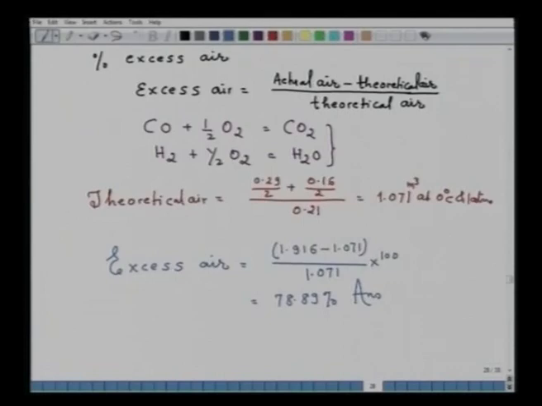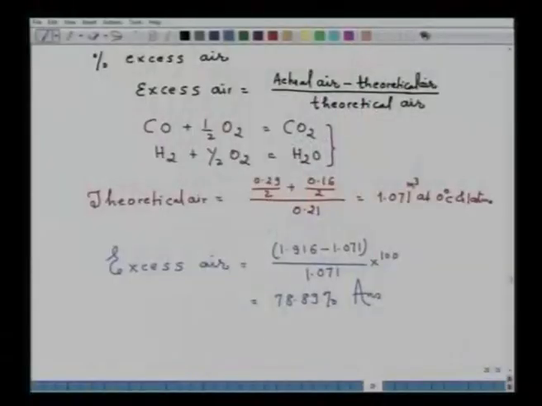Now, in another way, this excess air can also be calculated. If you see the orsat analysis of flue gas or products of combustion, you note that the products of combustion contain 7% oxygen. So, this 7% oxygen is the so called excess oxygen that is present in the flue gas, which has come from the amount of air which has been supplied. So, we can also calculate in this way, in reverse.